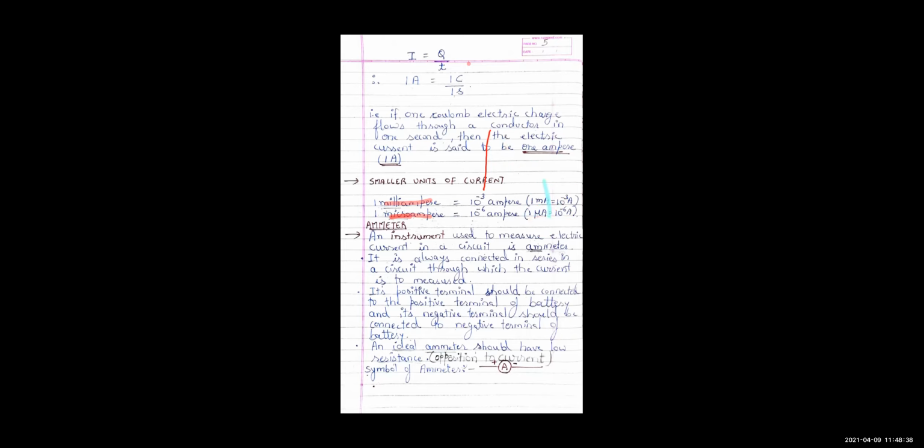Okay, now children we will talk about an apparatus, an instrument which is used to measure electric current in a circuit. See, the unit of current is ampere. From here we will take AM and meter. What is a meter? A meter is a device used to measure anything.